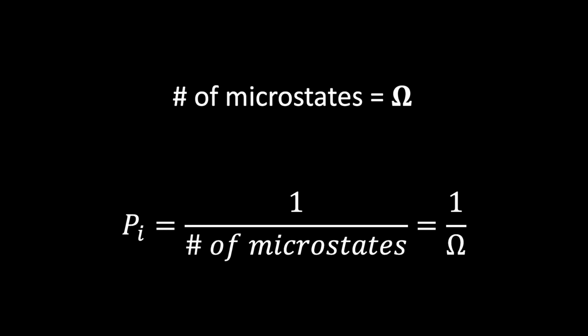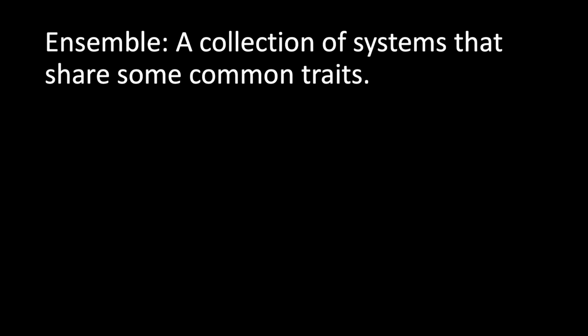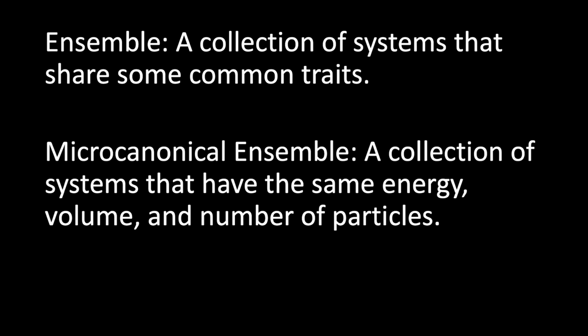We're going to introduce another term here, which is known as an ensemble. For example, when we have all the states that could have the same energy, volume, and number of particles, we're going to call that the microcanonical ensemble. However, there's lots of other ensembles that we're going to be working with over the next several videos. We're going to introduce a new ensemble, which is known as the canonical ensemble.